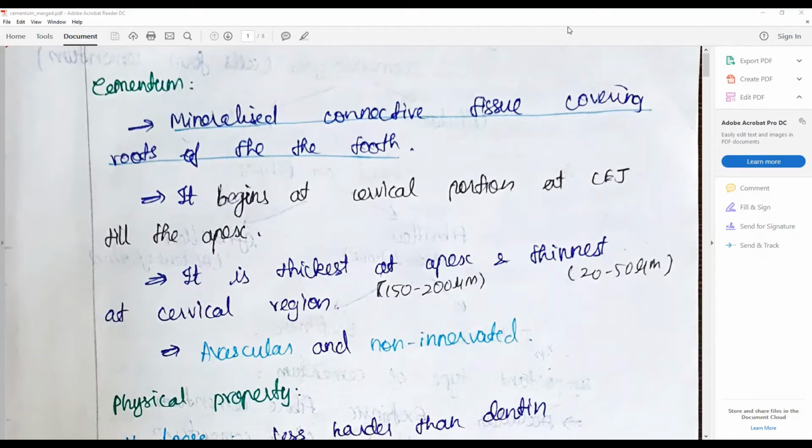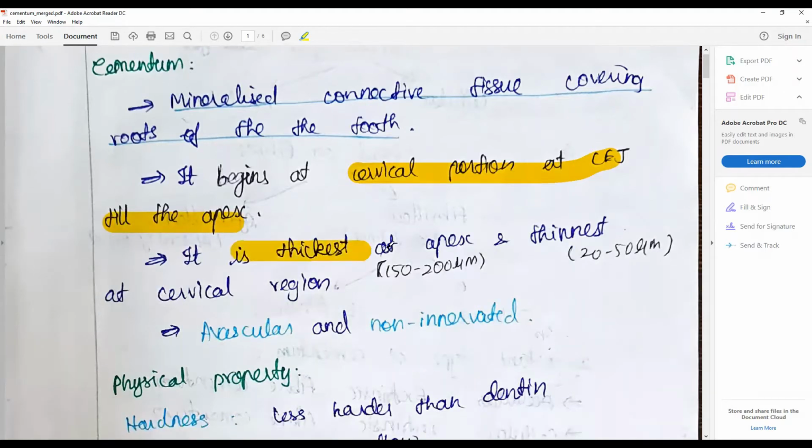The question that we are going to discuss is cementum, the general properties. The first point you need to mention is that cementum is the mineralized connective tissue covering the anatomical roots of the tooth from the cervical to the apical thirds. It begins at the cervical portion along the cemento-enamel junction until the apical foramen.